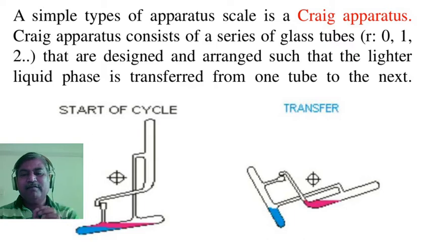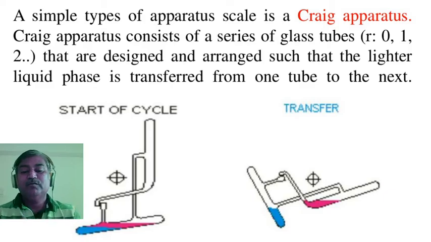And these have a specific type of shape, right? The Craig apparatus consists of a series of glass tubes. The first is a vertical tube, the second is a horizontal tube, with a connecting tube between them, an inlet, and a U-shaped tube. This apparatus is a single unit, a single tube. A number of such tubes are connected in series.